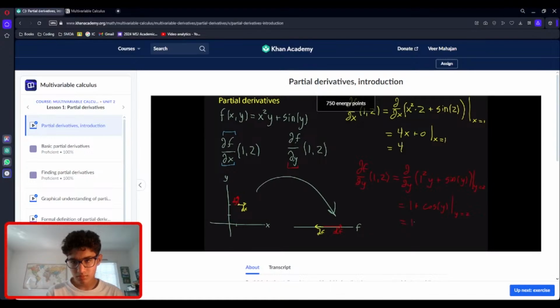So your overall answer would be 1 plus cosine of 2. I'm not sure what the value of cosine of 2 is off the top of my head, but that would be your answer. And this is a partial derivative at a point. But a lot of times you're not asked to just compute it at a point.